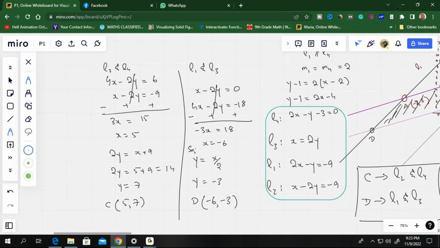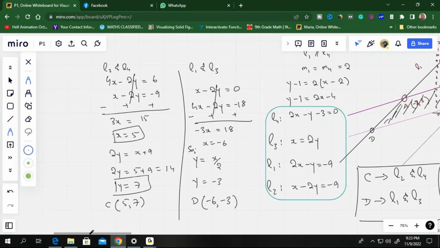So with that respect, what I did here, I have to make the coefficients of my y same. So I multiplied my L4 entirely by 2, and then I can see that signs are same, so I subtracted these two equations and I just got the value of my x. Once I got x, I substituted it in equation number L2. Yeah, I used L2. You can use L4, it's your choice. I got my y, which is this. In this way, I come to know that the coordinates of my C is (5, 7).